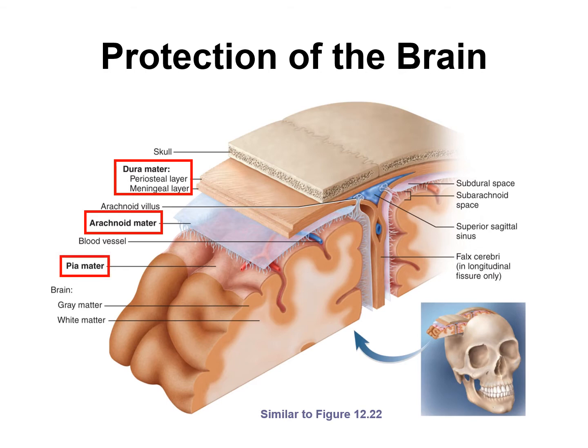The third and deepest of the 3 meninges is the pia mater, and the pia mater is very thin. Pia mater literally means gentle mother, and it clings tightly to the cerebral cortex. So these 3 meninges, along with the subarachnoid space, provide a further cushion and physical barrier to infection of the brain.